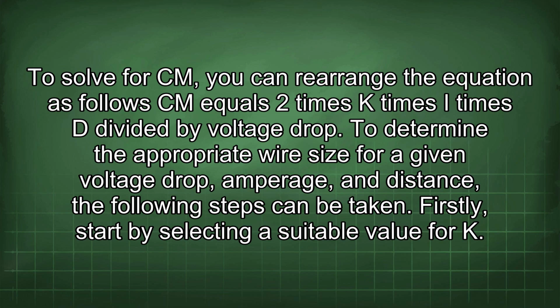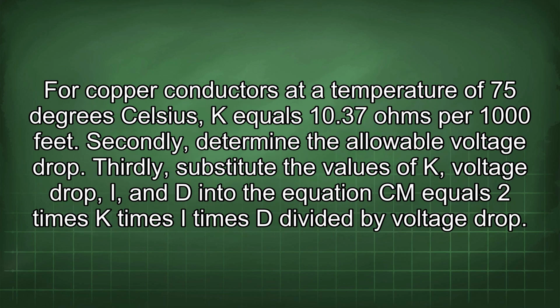To determine the appropriate wire size for a given voltage drop, amperage, and distance, the following steps can be taken. Firstly, start by selecting a suitable value for K. For copper conductors at a temperature of 75 degrees Celsius, K equals 10.37 ohms per 1000 feet. Secondly, determine the allowable voltage drop. Thirdly, substitute the values of K, voltage drop, I, and D into the equation Cm equals 2 times K times I times D divided by voltage drop.